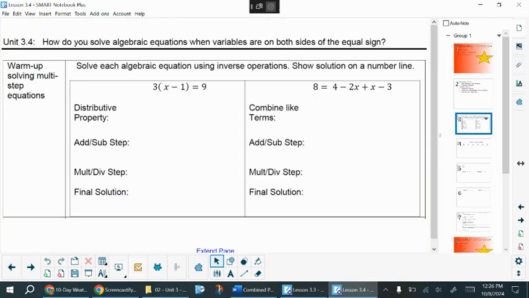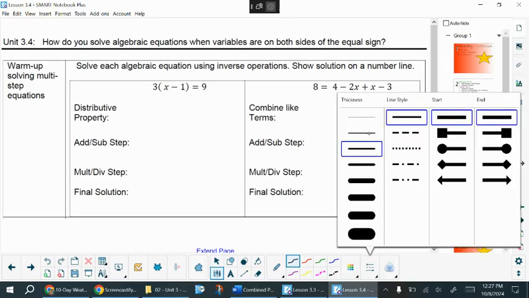So just as a quick review from lesson 3.3 with multi-step equations, I want you to pause the video, go ahead and try these two questions on your own, and then we'll come back and we'll talk about them after you do that. Okay, so hopefully you went and tried those on your own. So with these questions, they kind of give you some helpful hints here.